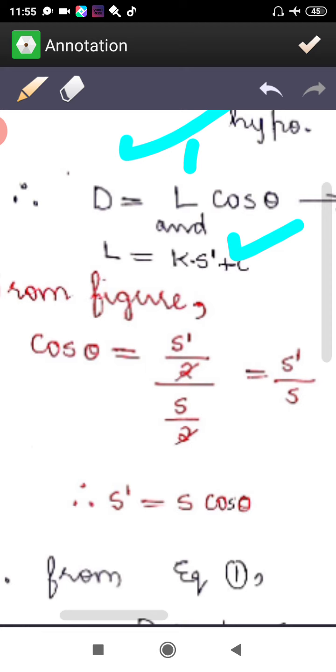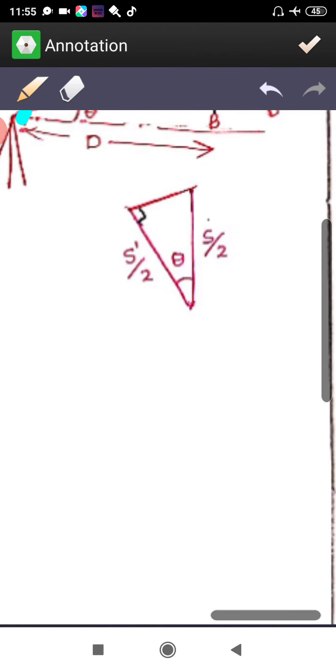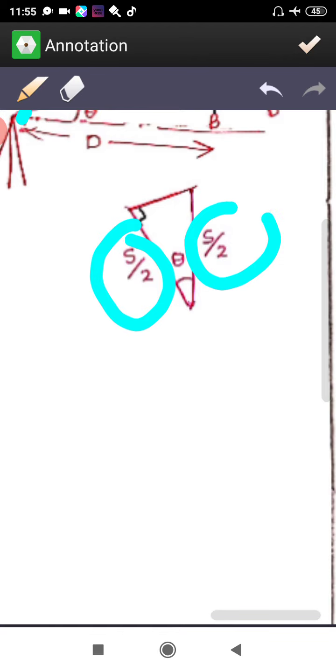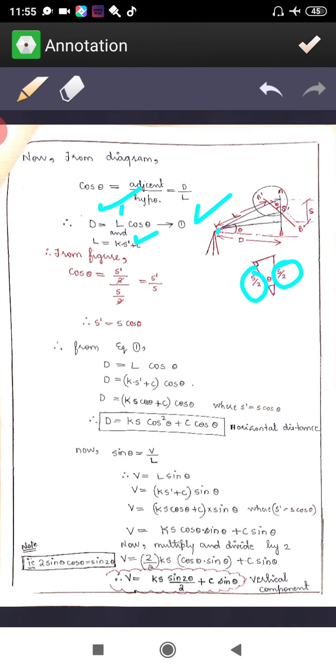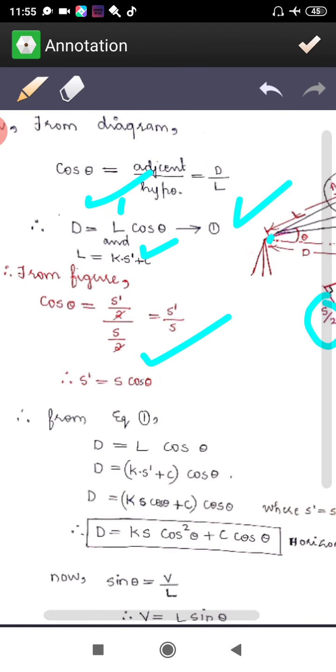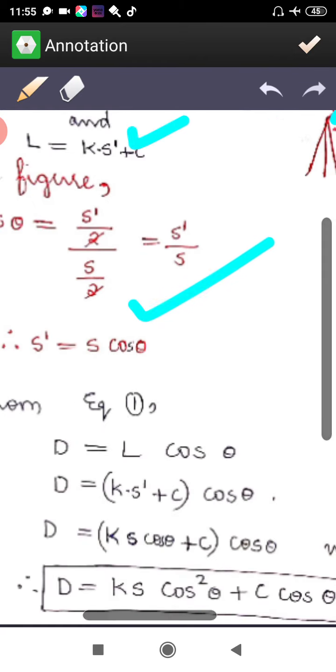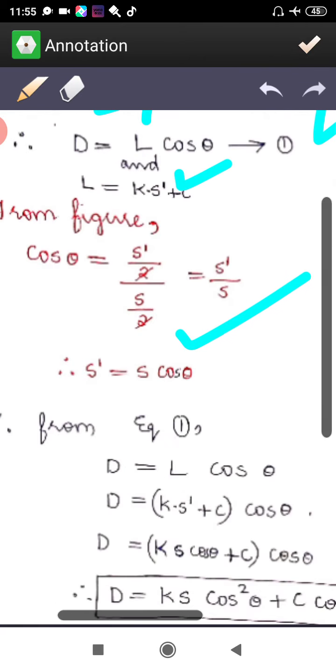So cos theta is going to be S dash by 2 divided by S by 2. Now that is going to be S dash by S. So S dash is S cos theta. Right, here I have shown S dash is S cos theta.